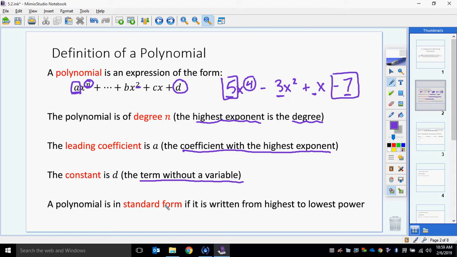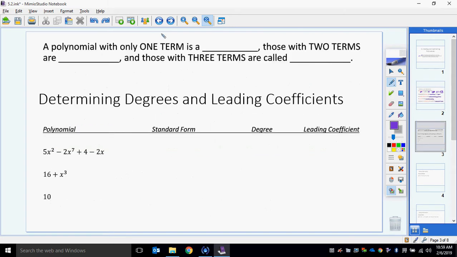And a polynomial is in standard form if it's written from highest to lowest power. Okay, so I wrote mine in standard form because this exponent is 4, the next highest would be 2, the next highest would be 1 here, and then this is x to the 0 power, because remember x to the 0 power is 1, so we don't need to write 7 times 1, we can just write -7. So let's determine some of those degrees and leading coefficients so you can get a feel for it.